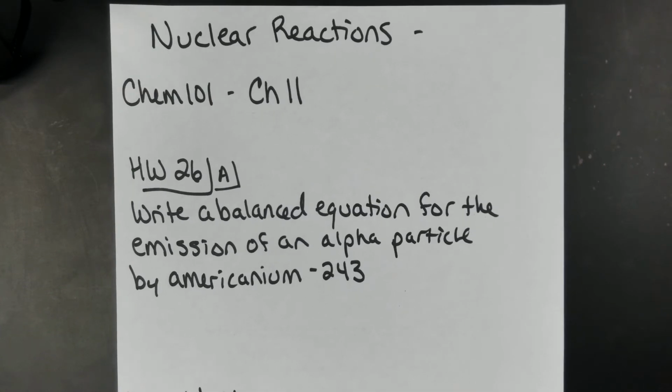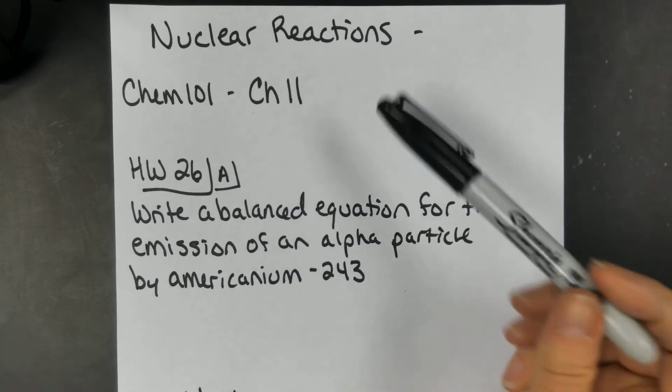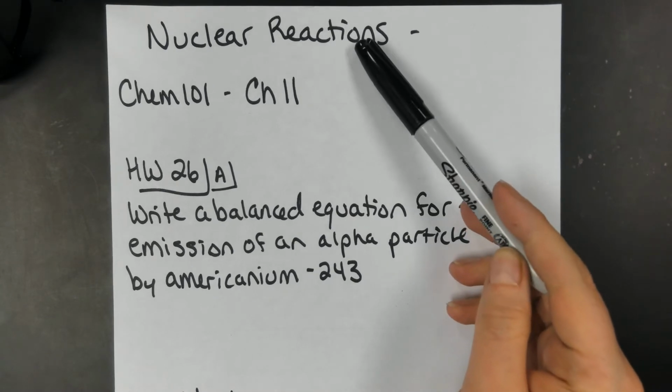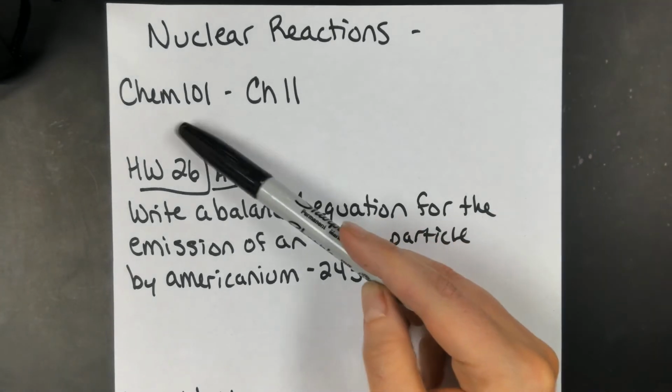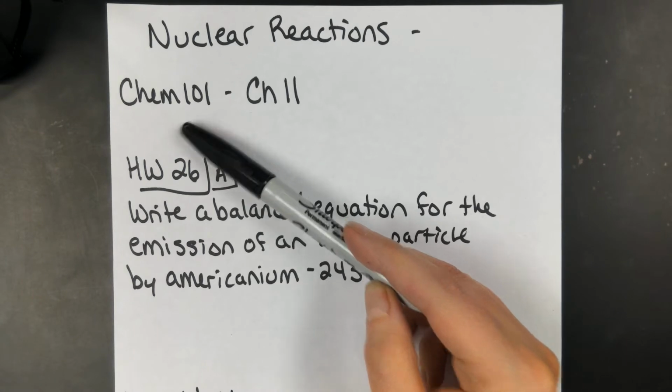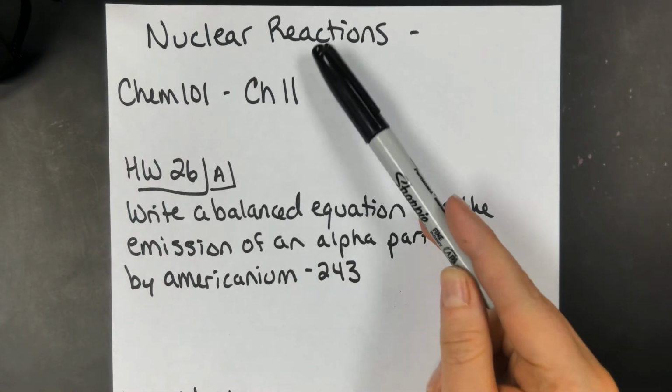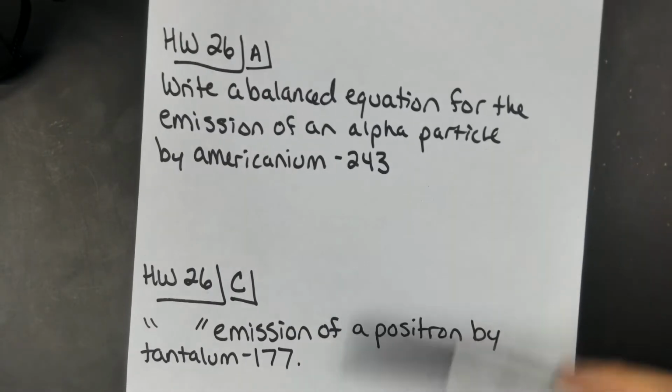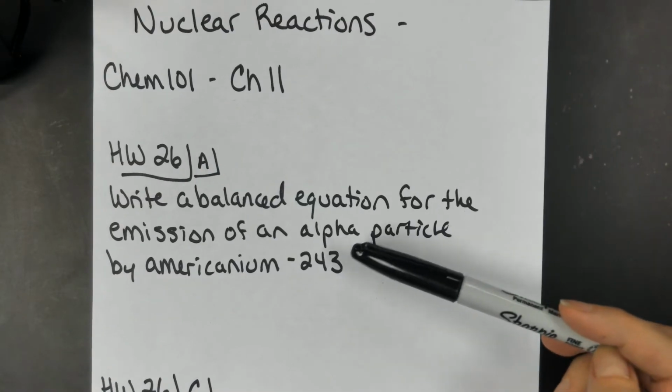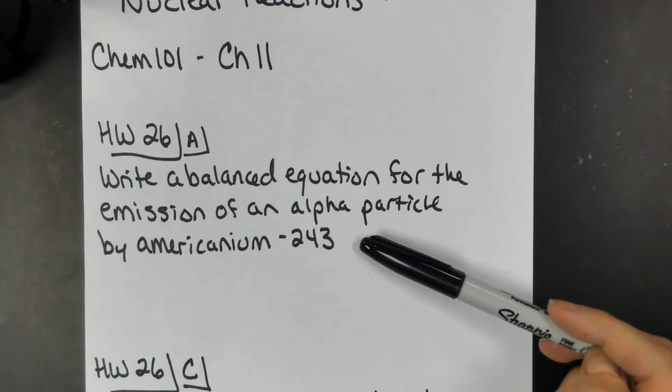So, guys, for this video, we're going to practice writing some balanced nuclear reactions. This is for the Chem 101 Intro Chem, Chapter 11. So what we're going to do is two examples. These are both from the homework. So let's start with number 26, Part A.